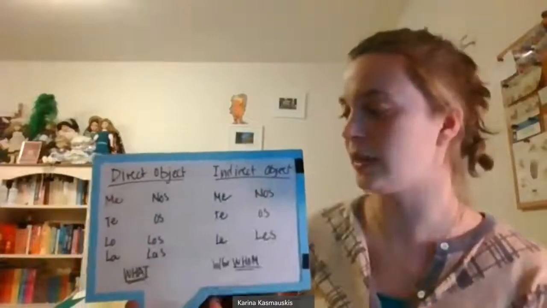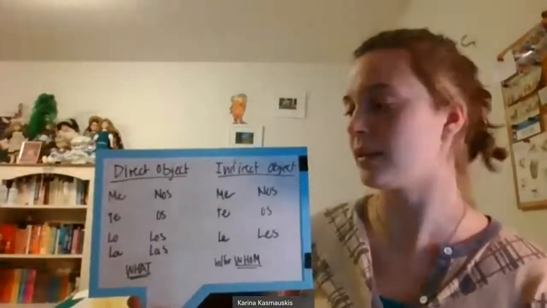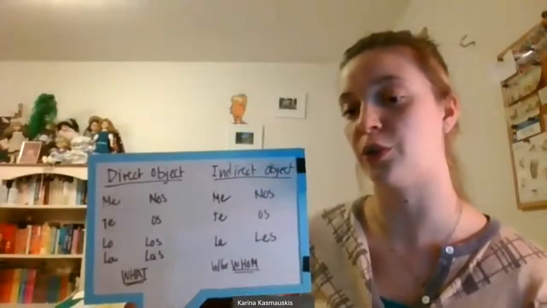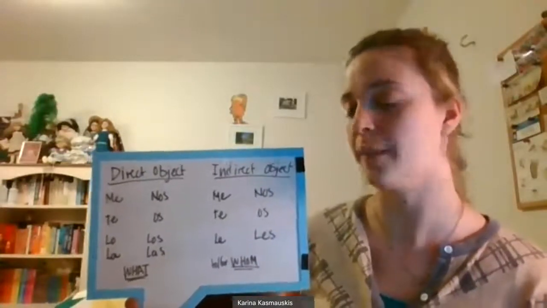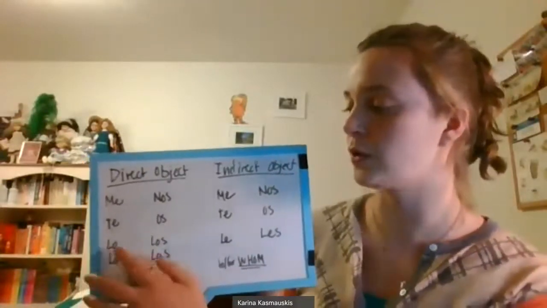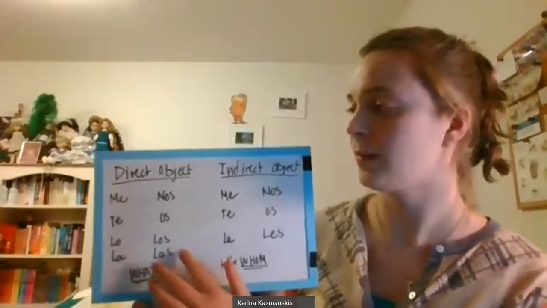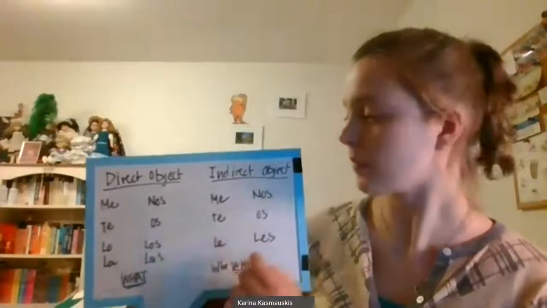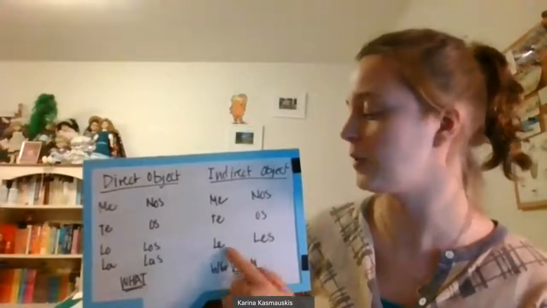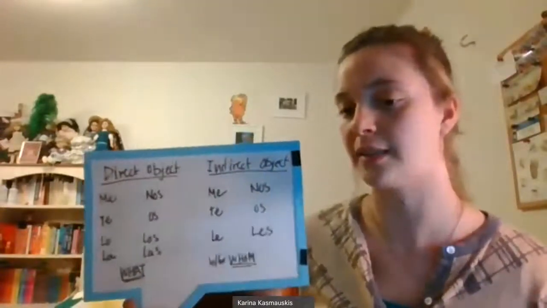As you can see, the big difference between these is that if you're referring to a thing, or her or him, you would use lo, la, los, or las for direct objects. And for indirect objects, you'd use le or les. This is a main distinguishing factor of how to use these.